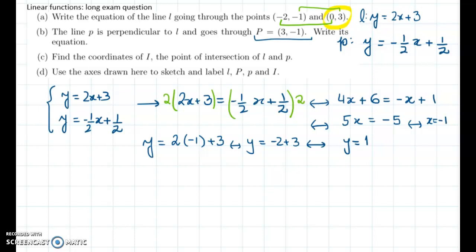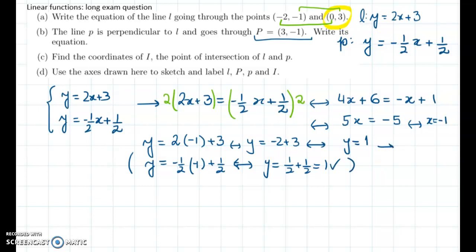Let's check that we will get the same result with the other equation. We should, so that means we are doing fine. So y is equal to -1/2 times -1 plus 1/2. So from here we have y is equal to, I'm multiplying negative times negative, that's positive, 1/2 times 1, that's 1/2, plus 1/2, which is 1. So we check that it was correct.